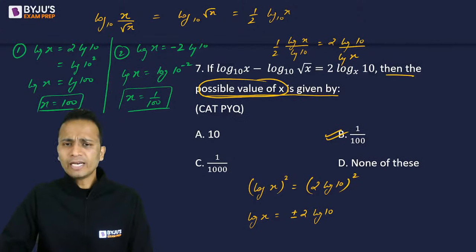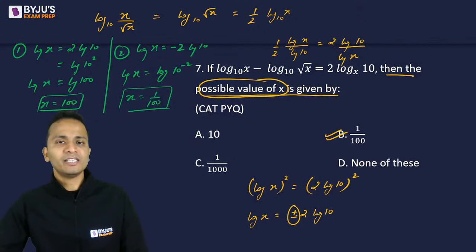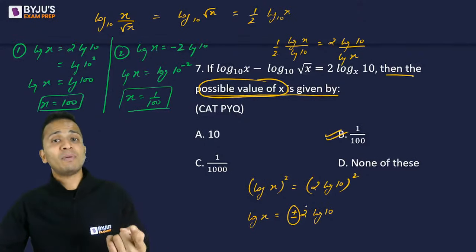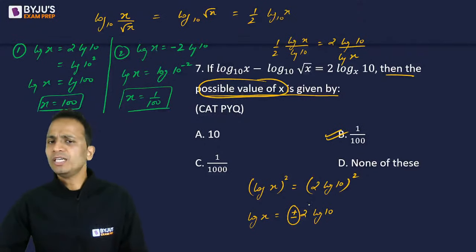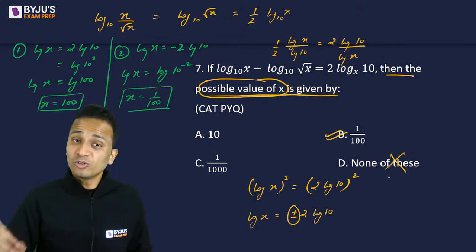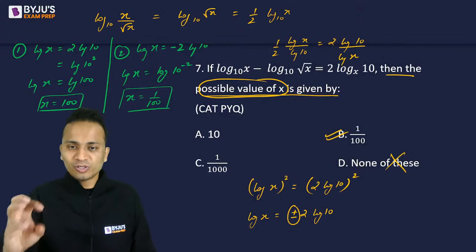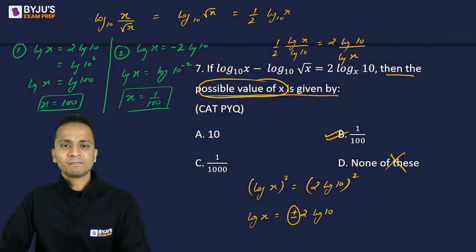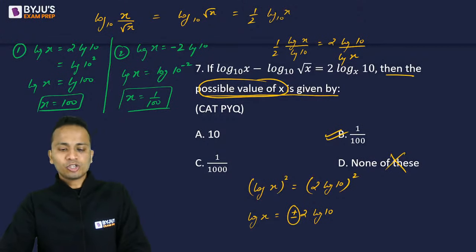ठीक है, सो अगर यहाँ पे प्लस माइनस नहीं कंसिडर करते, then हमारे पास सिर्फ एक ही answer आता, 100, and we could have marked option D, but option D, none of these, is not the answer. The answer is 1 upon 100. So this is the tricky question. So this was the trick, plus minus consider करना था यहाँ पे. ठीक है, all right, that was question number 7.